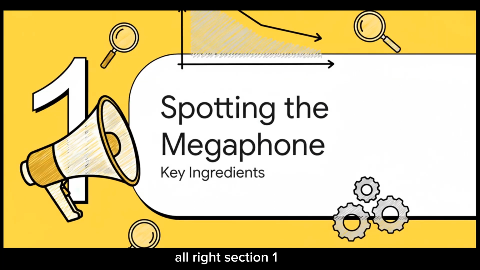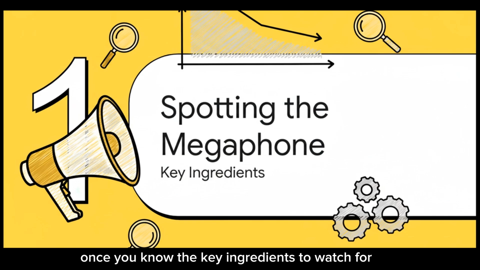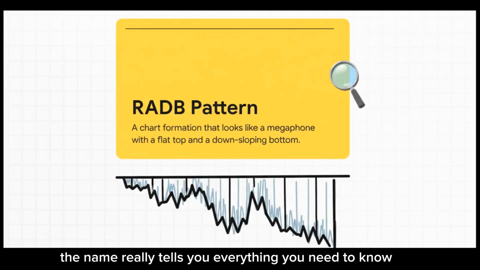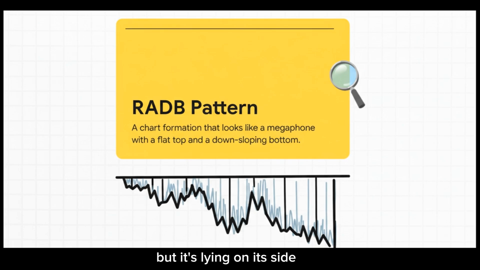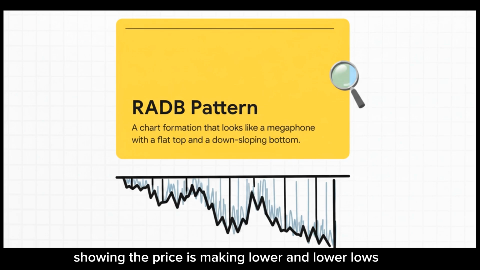All right, section 1. So how do you actually train your eyes to see this megaphone shape out in the wild? You know, it's actually way easier than it looks once you know the key ingredients to watch for. The name really tells you everything you need to know. Just picture a megaphone, for yelling through, but it's lying on its side. And the key is it has a perfectly flat top. That top line is a horizontal ceiling the price keeps hitting, while the bottom line slopes downward, showing the price is making lower and lower lows.